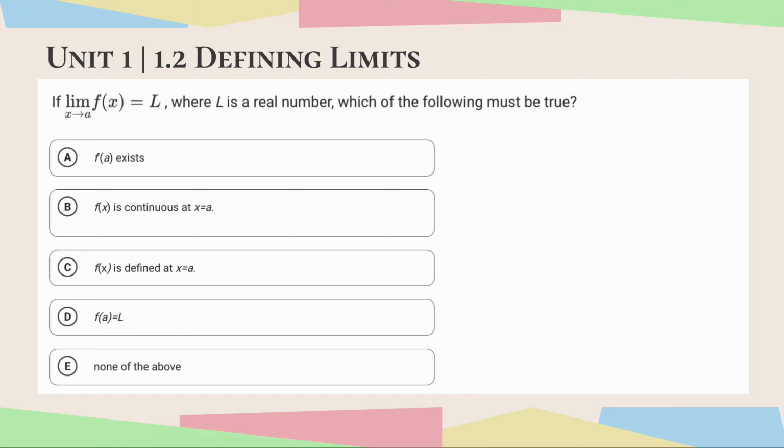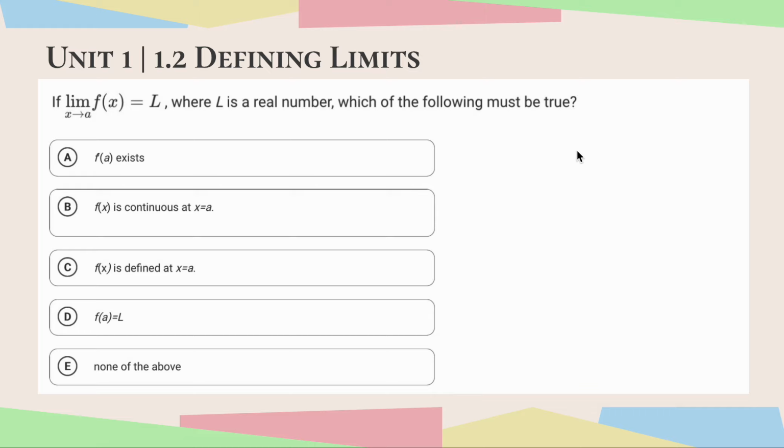Hey everyone, welcome back. In this video, we are doing an MCQ for AP Calc AB, Unit 1.2, which has to do with defining limits. So this question states, if the limit of f of x as x approaches a is equal to L, where L is a real number, which of the following must be true?